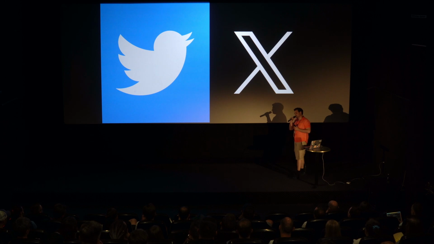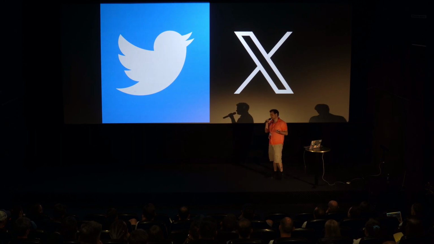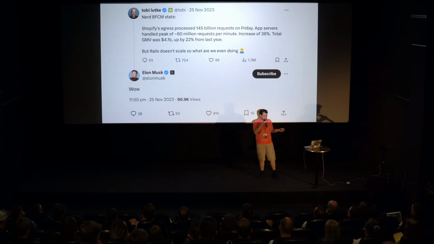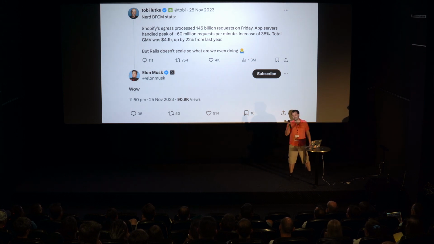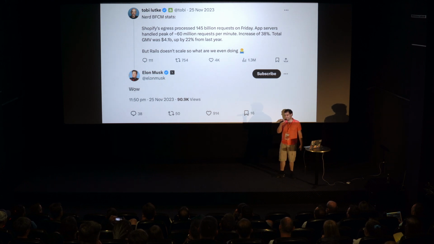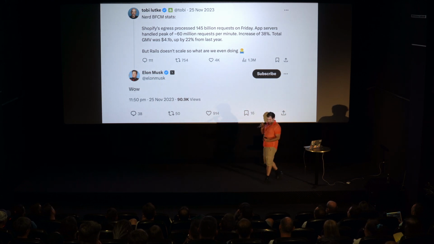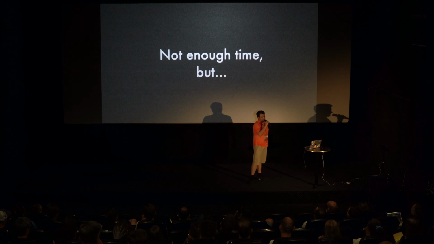Of course, knowing the impact that Twitter had on the name and brand of Rails, you were thinking, what is Twitter leadership thinking right now about Rails? Well, we know. Wow. Okay, I don't have enough time.